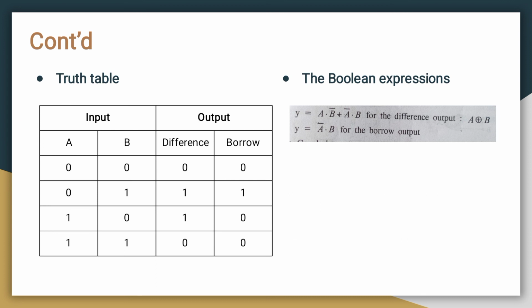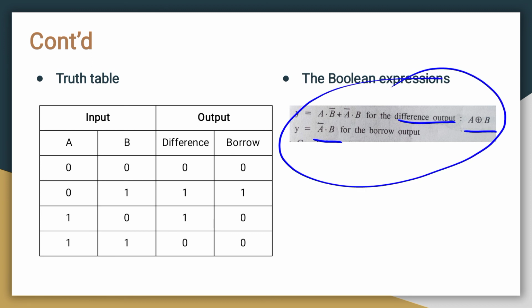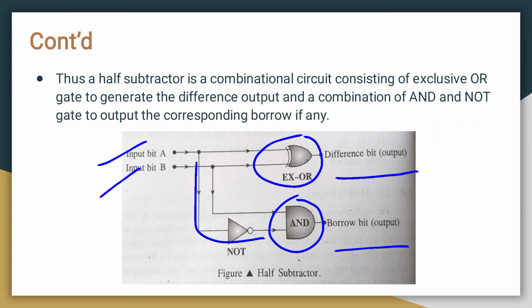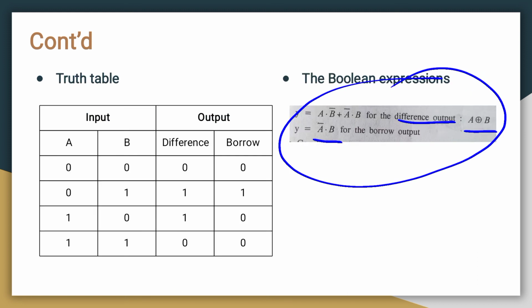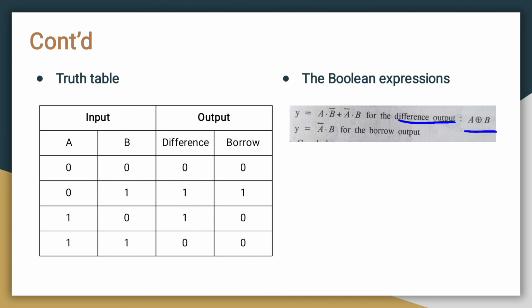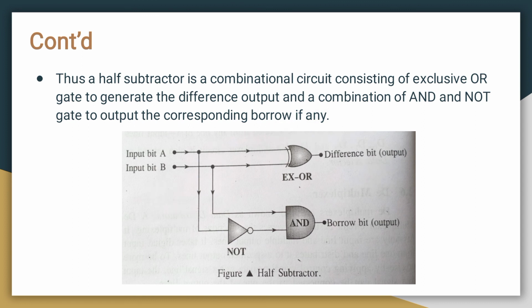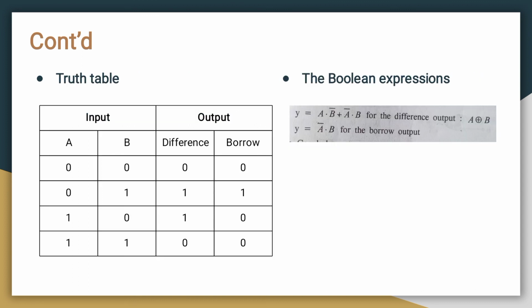So for difference we used A XOR B. For borrow we are going to use A bar into B, nothing but we are going to use AND gate. So this is converted to this figure. So this is converted as a logic content. So this expression is converted to logic 1. Clear? So this is about the subtractor.